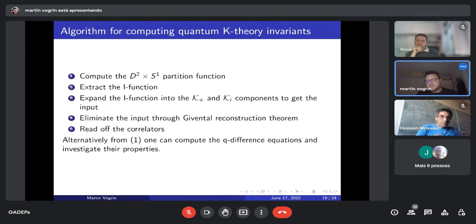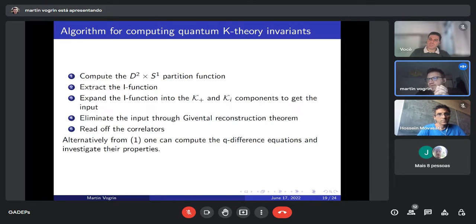So again, just to summarize maybe, the algorithm is as follows. We compute the D2 times S1 partition function through supersymmetric localization, or we read off in the literature what it is. And this has been done for a number of geometries. For example, it has been done for Grassmannians, for Calabi Yau manifolds, and for projective spaces. So mostly the methods are there. We can really compute this.